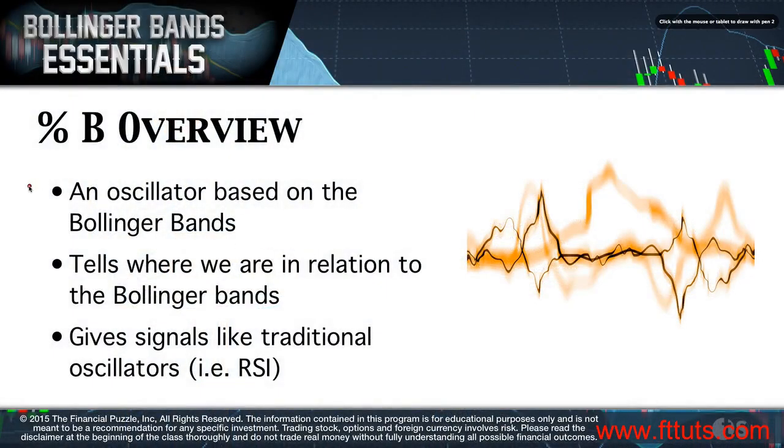This is an oscillator based on the Bollinger Bands, and what it specifically tells us is where we are in relationship to the Bollinger Band. Now, this is a little bit different than some of the other formulas that maybe you've seen before. When you think about oscillators, usually you're thinking about oscillators telling us where we are in relationship to the stock. What this oscillator is going to tell you is where the stock price is in relationship to the Bollinger Band.